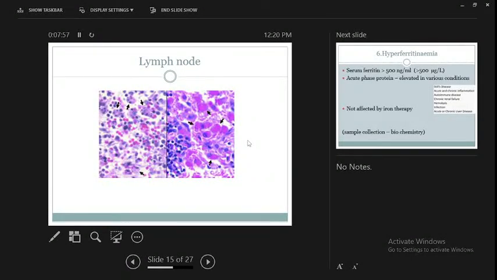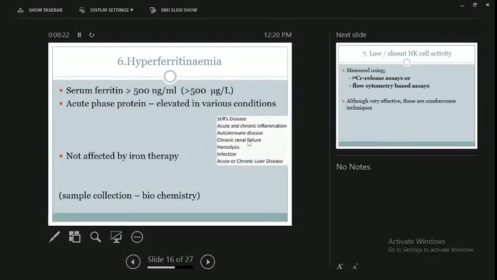This is a photomicrograph of lymph node. If you happen to do a lymph node biopsy in a patient with fever, undiagnosed fever, if there is lymphadenopathy, you might see hemophagocytosis. I don't think we generally go ahead with lymph node biopsies to diagnose HLH, but you might see. So that's about hemophagocytosis. Then the next criteria is high serum ferritin.